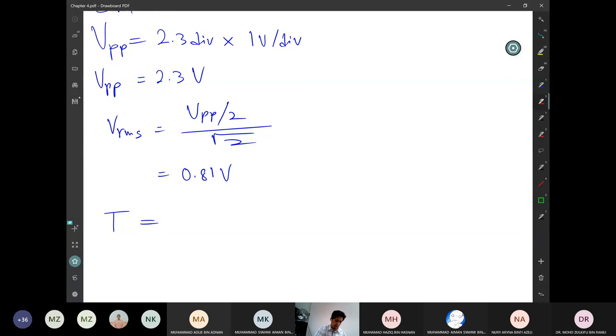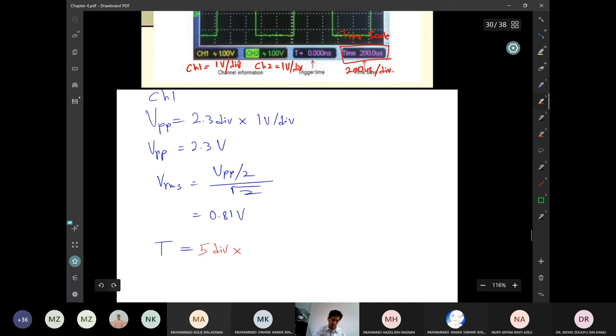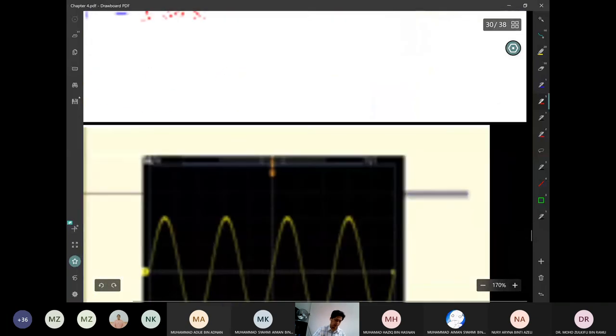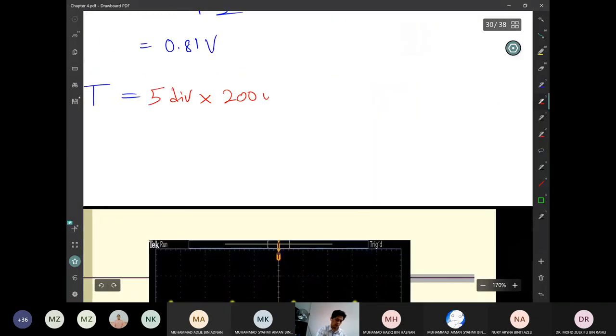So T is 5 division kali dengan time, which is 200 micro per division. Jadi 5 kali 200 is 1000 micro, 1 millisecond. So F is 1 over T. 1 bahagi 1000, 1 kilohertz. Frequency is 1 kilohertz.